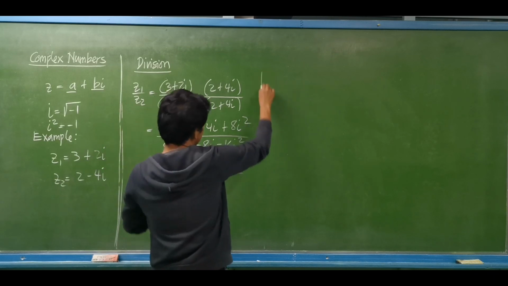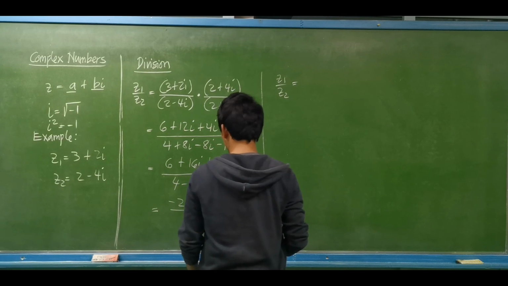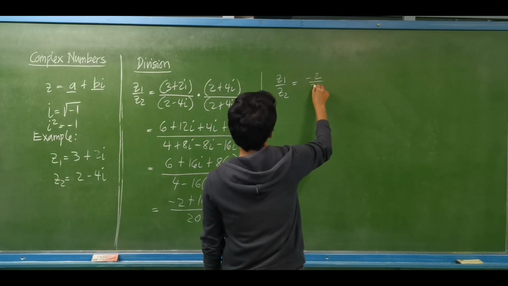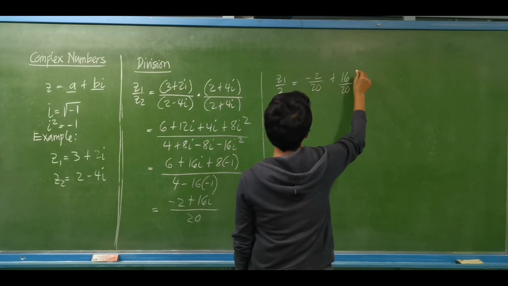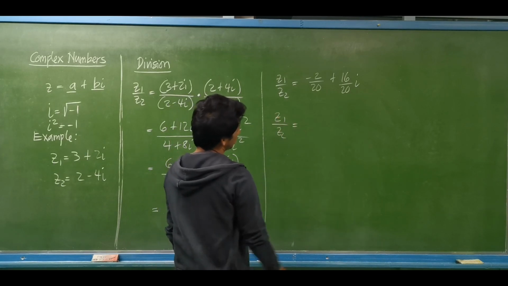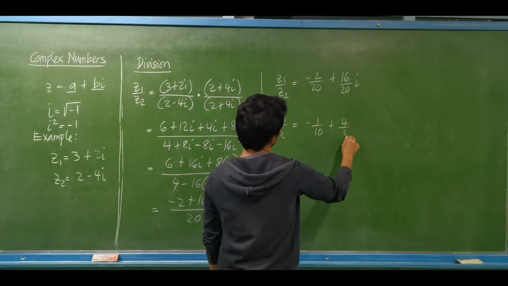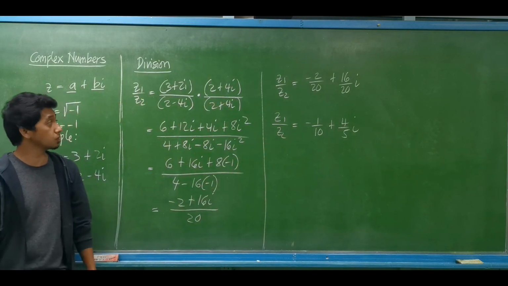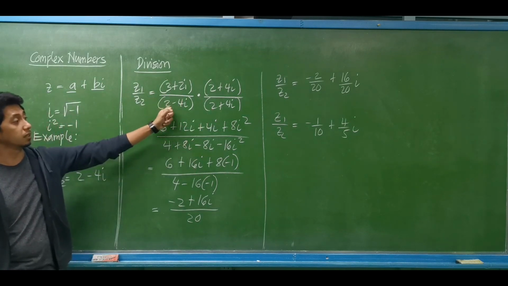Then we can simplify. This is z1 divided by z sub 2, equal to, separating the real part and imaginary part, negative 2 over 20 plus 16 over 20 of i. We have now the quotient of z1 over z sub 2 equal to negative 1 over 10 plus 4 over 5 of i. So that's how we perform division of complex numbers by multiplying the numerator and the denominator by the conjugate of the denominator.